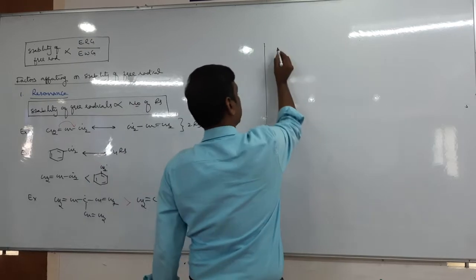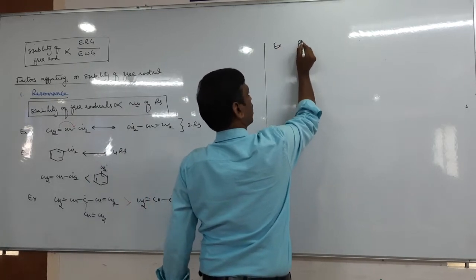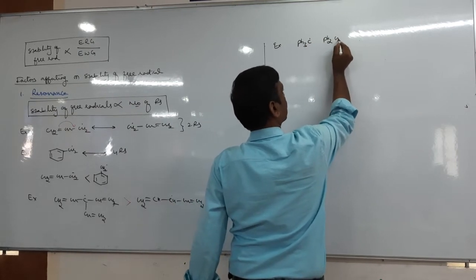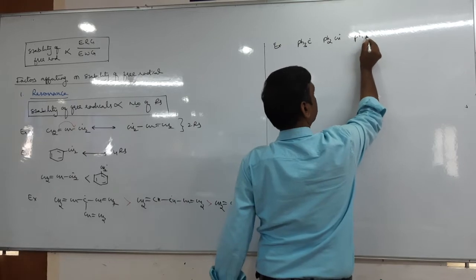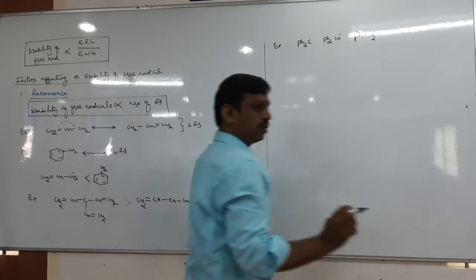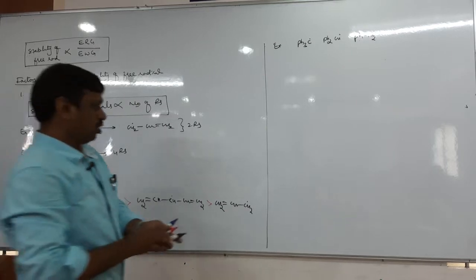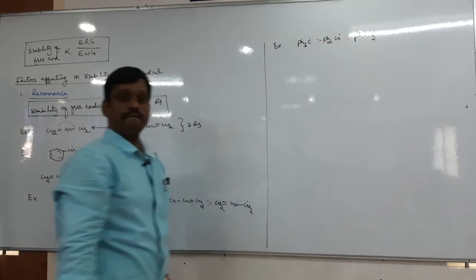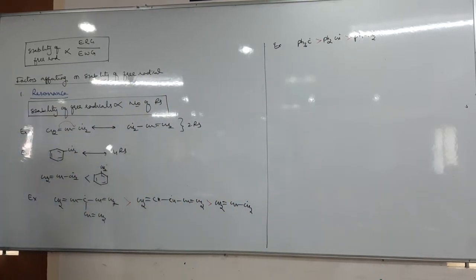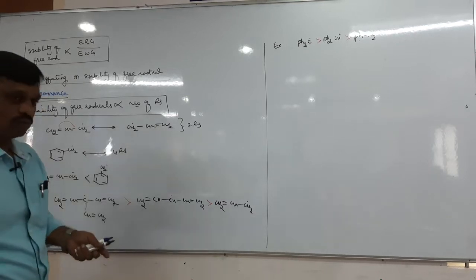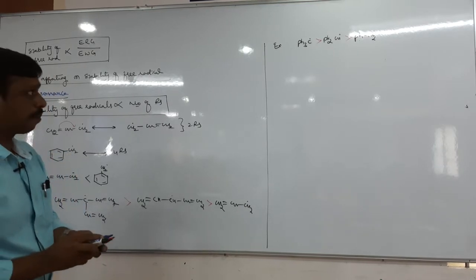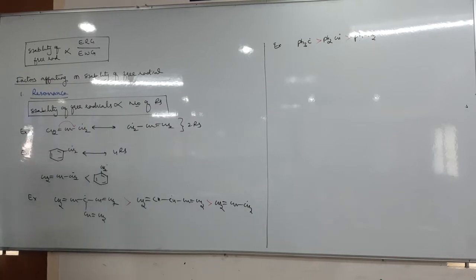Next, one more example. Let us take triphenyl methyl radical, diphenyl methyl, phenyl methyl, that is benzyl. Which is most stable? Triphenyl methyl, then diphenyl methyl, then phenyl methyl, that is benzyl, because more resonance structures are possible there. So it is the resonance.